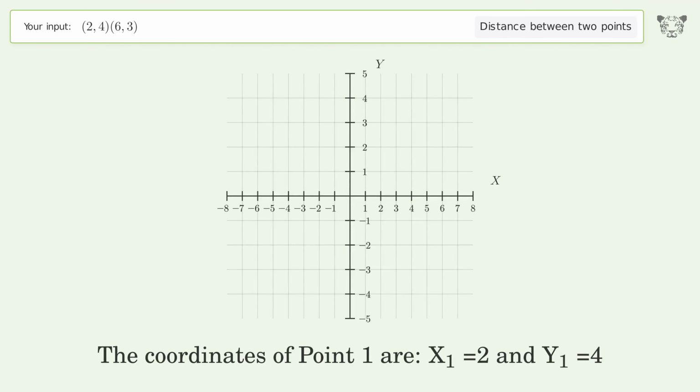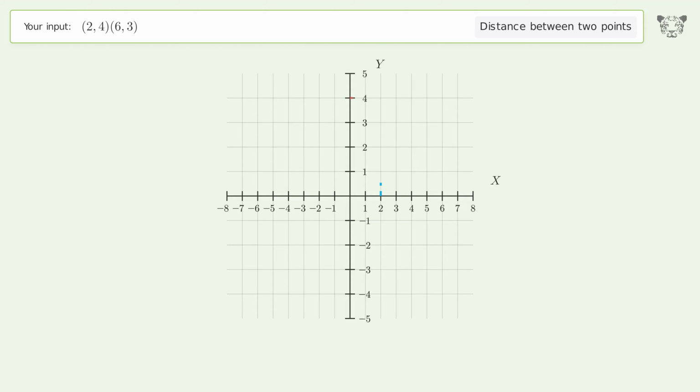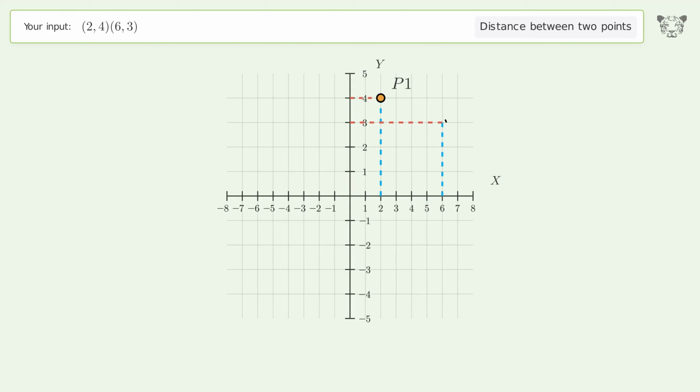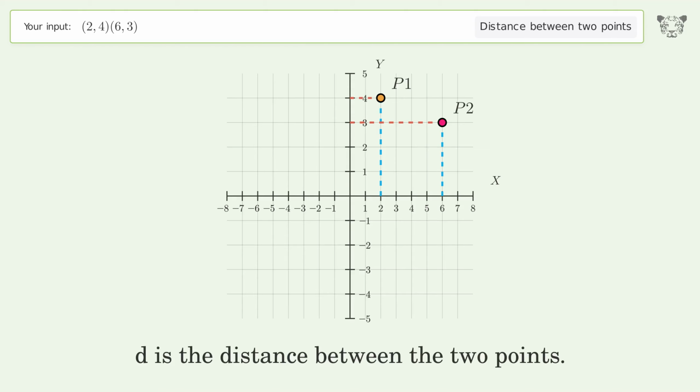The coordinates of point 1 are, x1 equals 2 and y1 equals 4. The coordinates of point 2 are, x2 equals 6 and y2 equals 3. D is the distance between the 2 points.